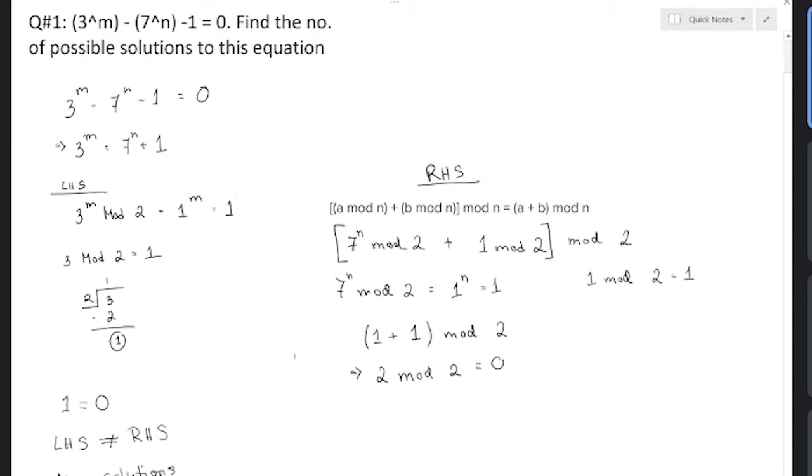So now see, we found the values of both sides. Left hand side it was 1 and right hand side it is 0. So left hand side is not equal to the right hand side because 1 is not equal to 0. So basically this question has no solutions.